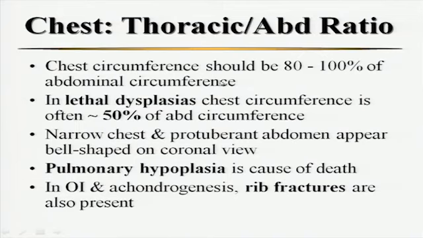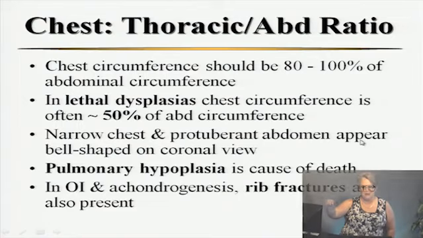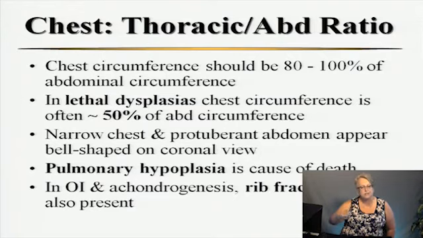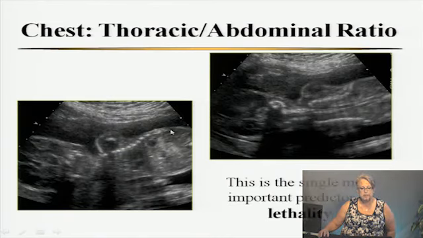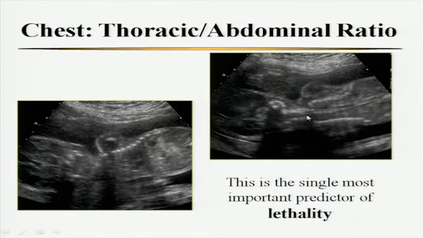Again, that coronal view really helps us assess both of those. Because if you do just a transverse of the chest and a transverse of the abdomen, you're really not getting the correlation of that. You look at the numbers, but it's much more impressive when you do the coronal view so you can see the size of the chest to the abdomen. So pulmonary hypoplasia, again, is usually the cause of death. And in OI, osteogenesis imperfecta, and achondrogenesis, you can have rib fractures that are also present. So again, that small chest size to the abdomen. Look at how small that chest is compared to the abdomen.